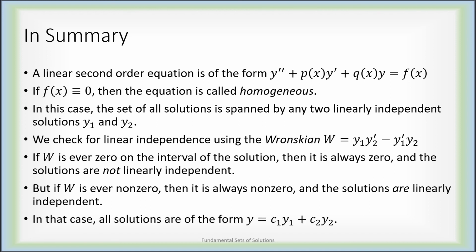If you have two linearly independent solutions, y1 and y2, then all possible solutions must be of the form some constant times y1 plus another constant times y2.